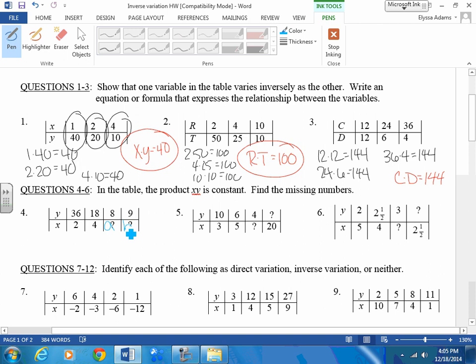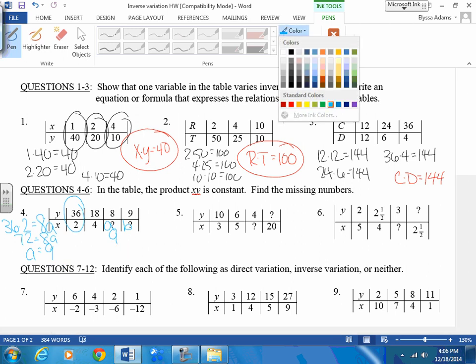Okay, now they told me that the product is constant. I always pick the first ones, but you don't have to. So I know that 36 times 2 is going to have to give me 8 times A. Well, 36 times 2 is 72. You get A is equal to 9. So here goes a 9.